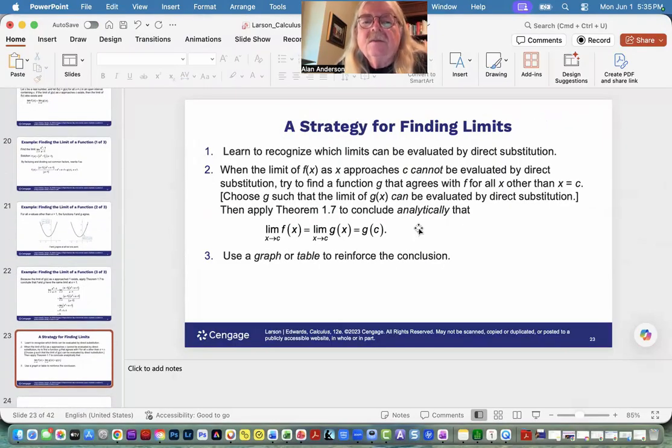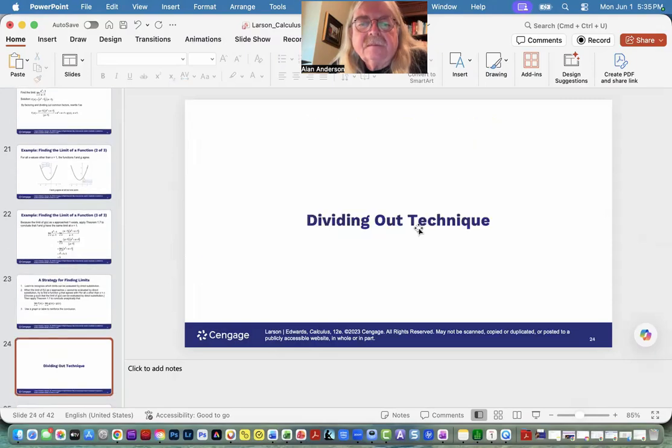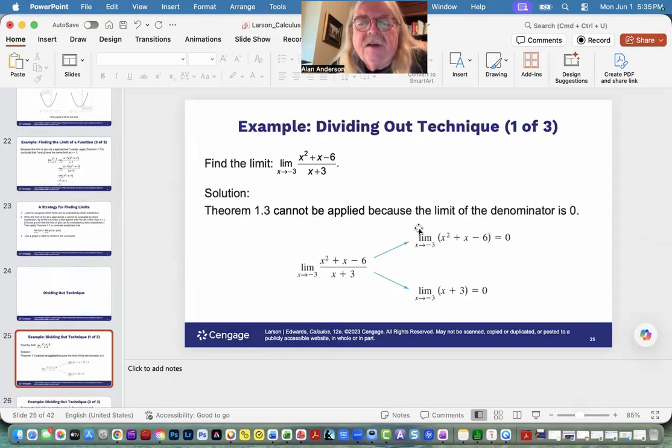Most of the ones you'll see, and we saw earlier, we can often find limits with direct substitution. And for the ones that cannot, possibly we can find another function that is identical except for that one point, and then use that to find our limit. Dividing out technique. So here, well, we have another problem on our hands.